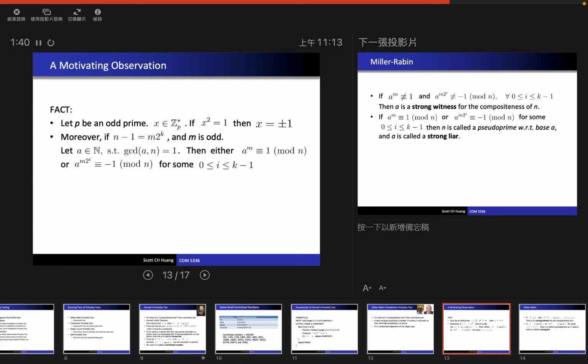So if p is prime, then when we work in Zp star, it's actually the same as saying that we're working in a field, Fp. So then we only have two roots.